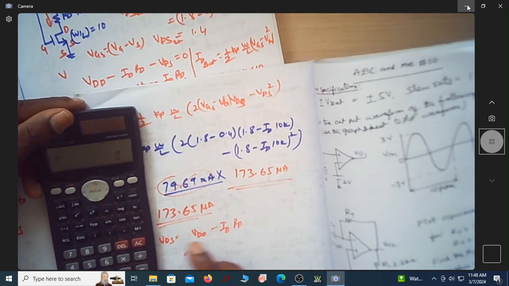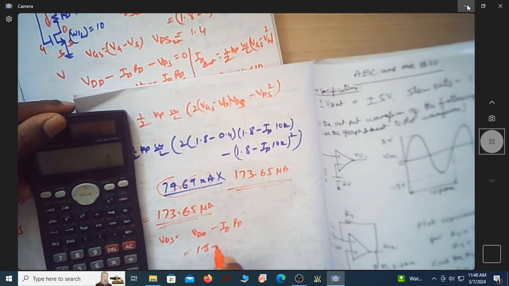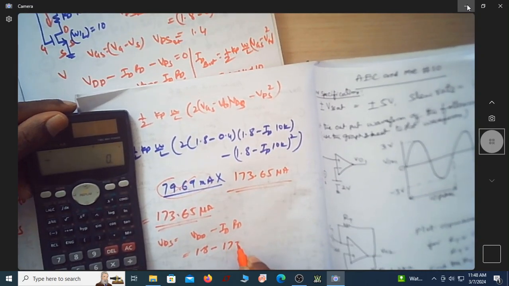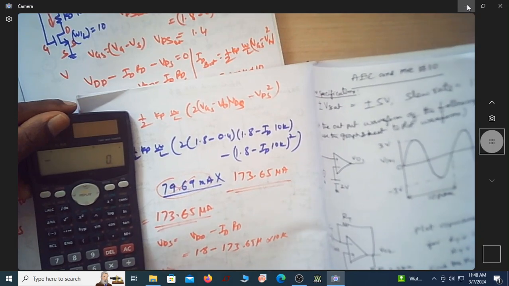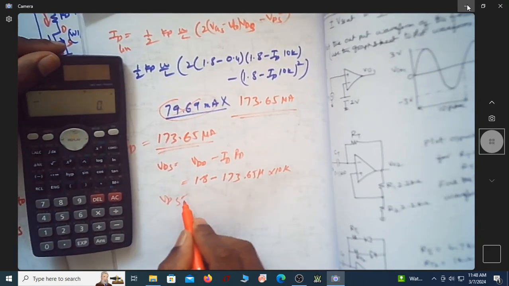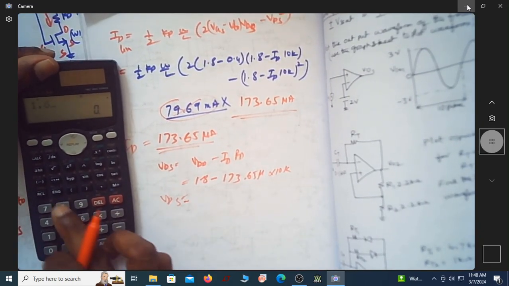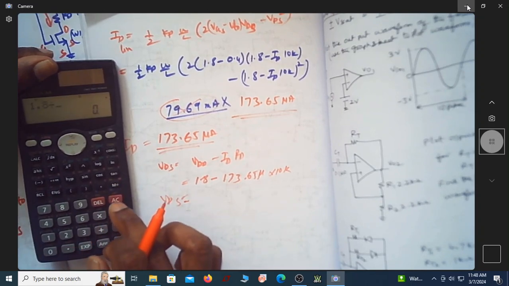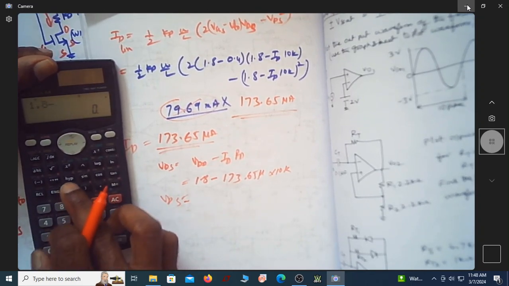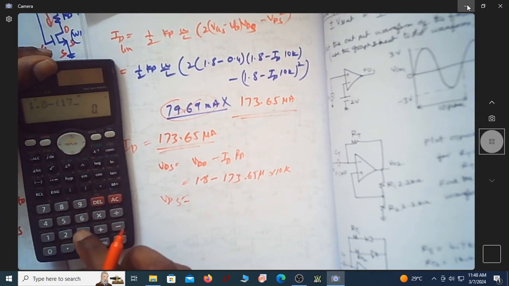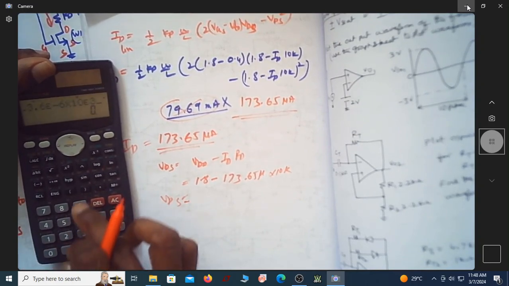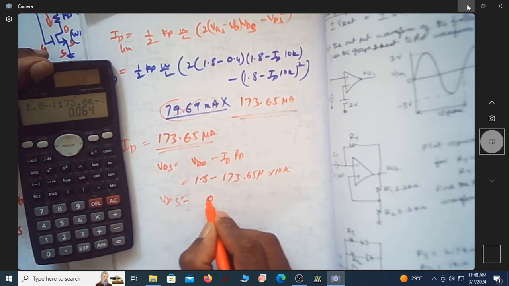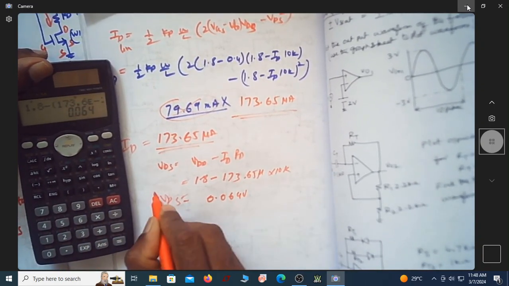So what you have is, it is now 1.8 minus 173.65 micro into 10K. So what is VDS now? VDS is now 1.8 minus 173.6 exponential minus 6 into 10 exponential 3. So it is now 0.064 volt.